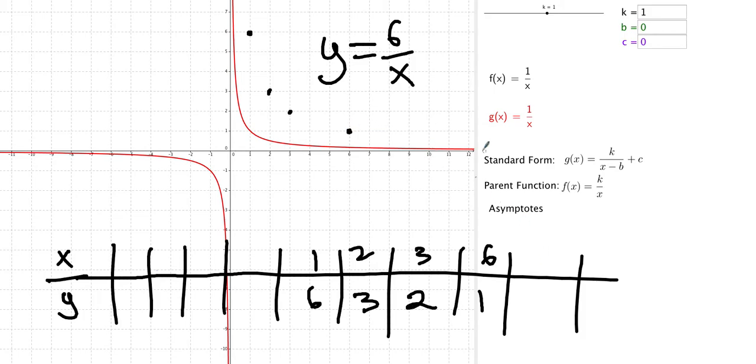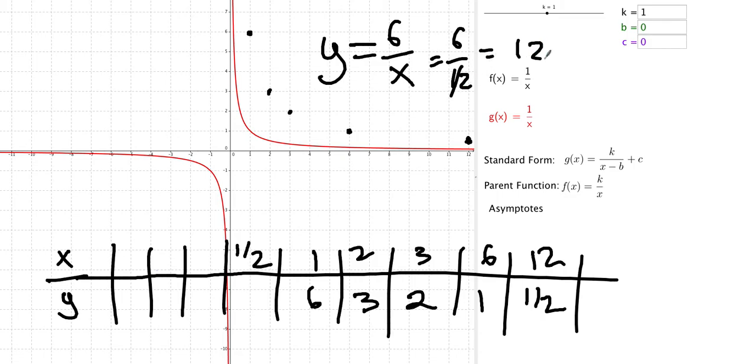Okay, let's go all the way over here to 12. You plug in 12 for x, you get 6 over 12, which is 1/2. You get 1/2 for y. So about here, something like that. Now a small value: if you plugged in 1/2 for x, you would have y equals 6 over 1/2, which is equal to 12. So that is way off the screen. Those points will connect, and that will make this side of your graph.